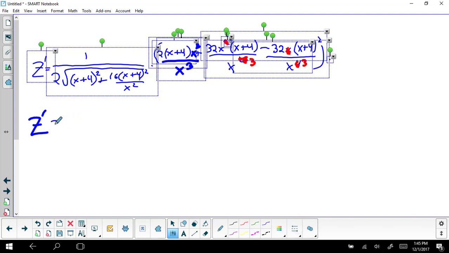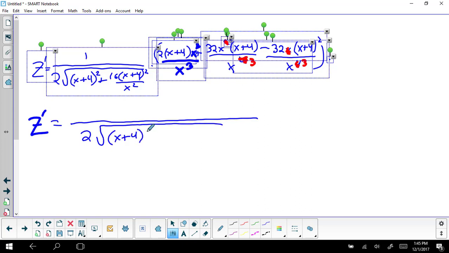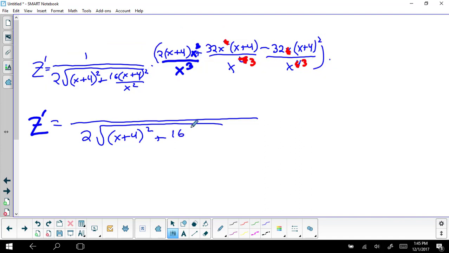All right, so z prime is going to be equal to, now my denominator, of course, is 2 square root of x plus 4 squared plus 16, 16 x plus 4 squared over x squared. But now my numerator here, I can pull out 2 from each one of these, and I can pull out an x plus 4.